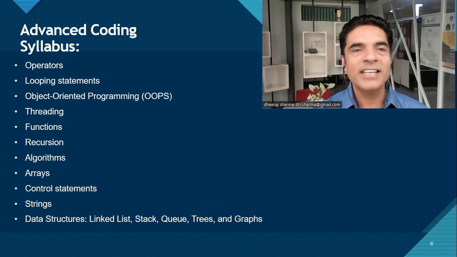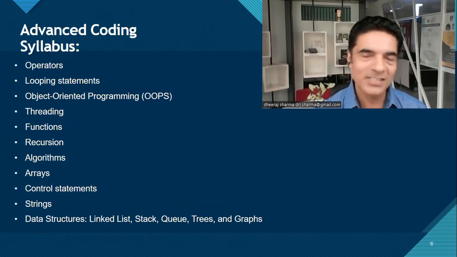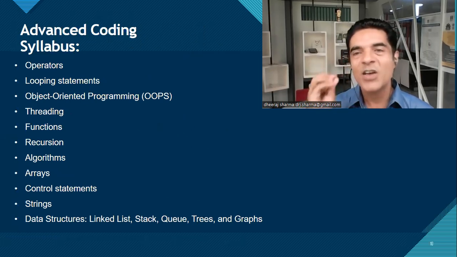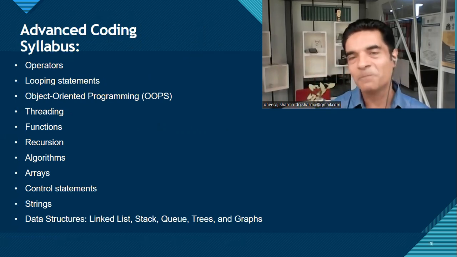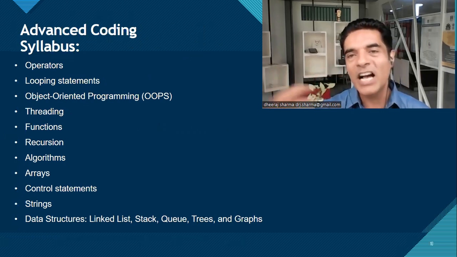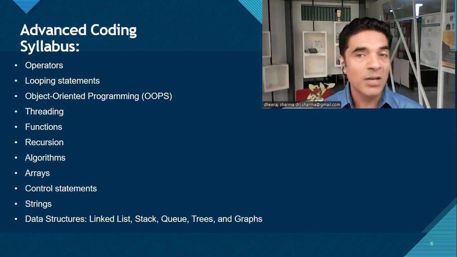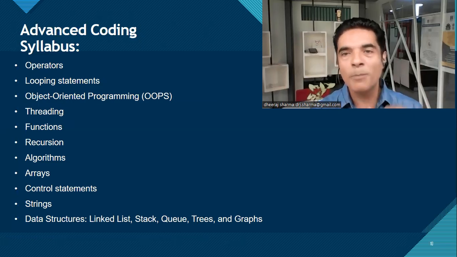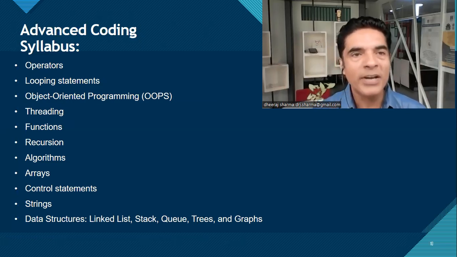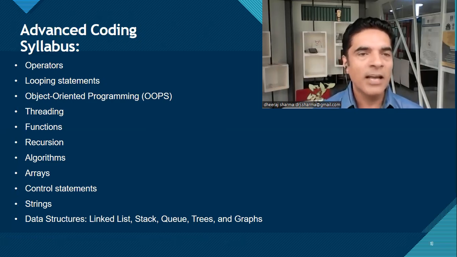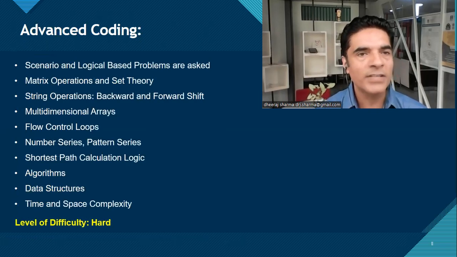And then comes the most important section, which is the advanced coding syllabus. Advanced coding is going to play a vital role in your selection for a Digital role. If you crack this, you will probably be moved to a Digital role, with a better profile, better package, better growth, and so on and so forth. But you need to be well versed with the topics I'm going to talk about: operators, looping statements, OOPs, threading, functions, algos, arrays, control statements, strings, data structures, and then scenario and logical based problems, matrix operations.